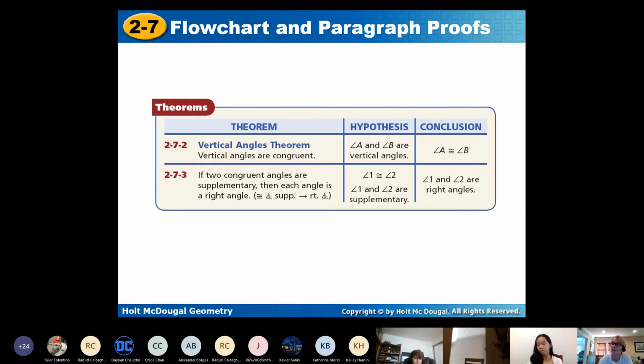For sure, these two theorems are really nice to have. And now we're going to have the vertical angles theorem, which simply means vertical angles are congruent. So if you have A and B that are vertical, then you get that they are congruent. Period. Nice and easy.